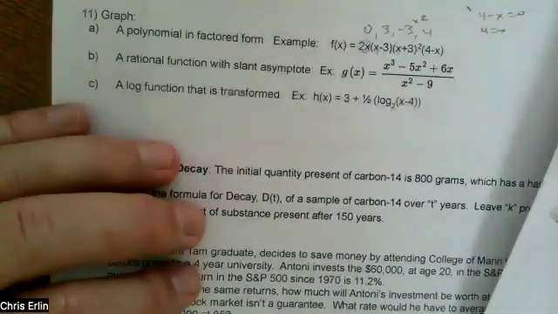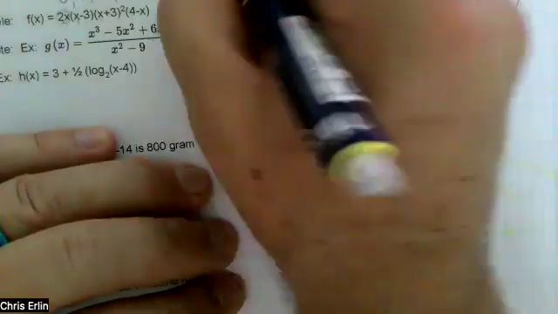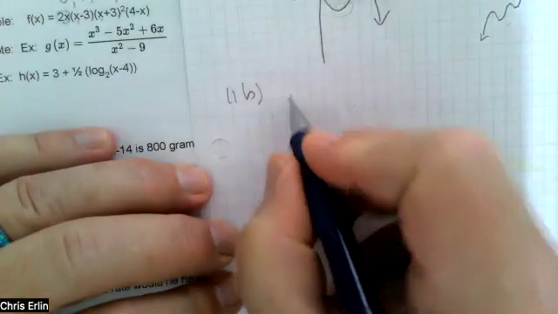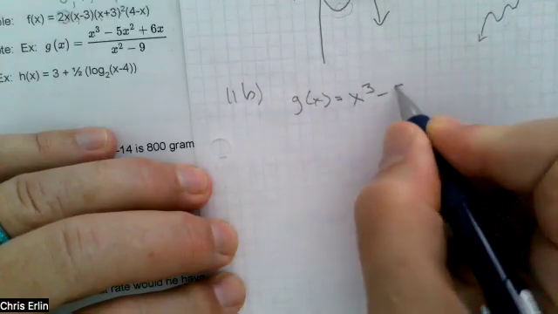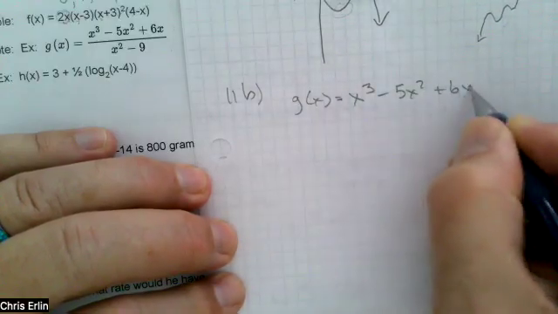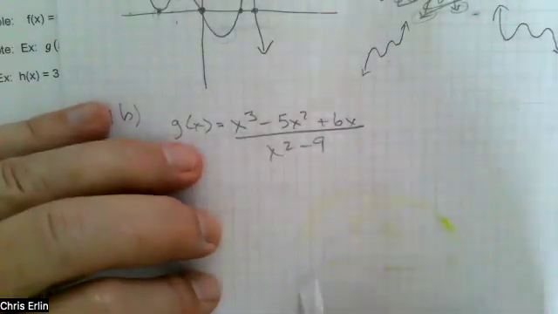11b, a rational function with a slant asymptote. Okay, so here's an example. That was 11a. So if I've got g of x equals x to the third minus 5x squared plus 6x over x squared minus 9, what I want to do is factor the top and bottom.